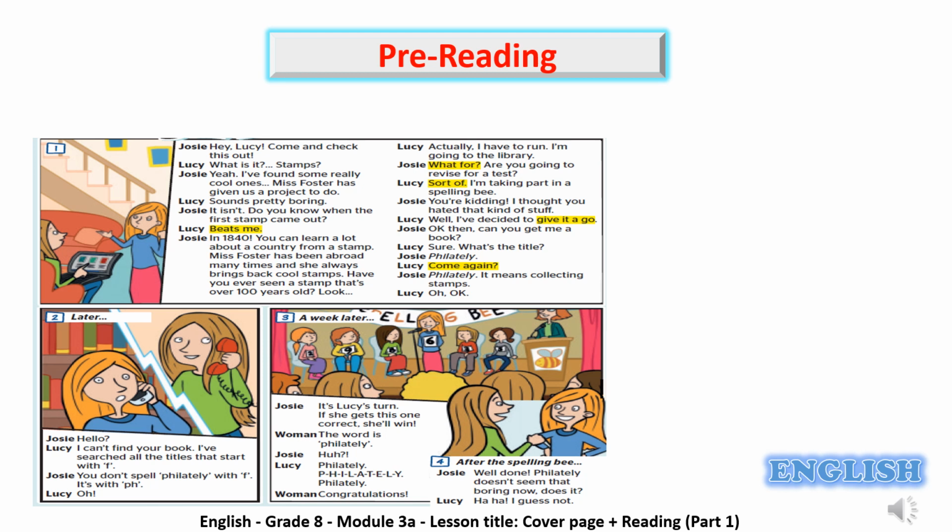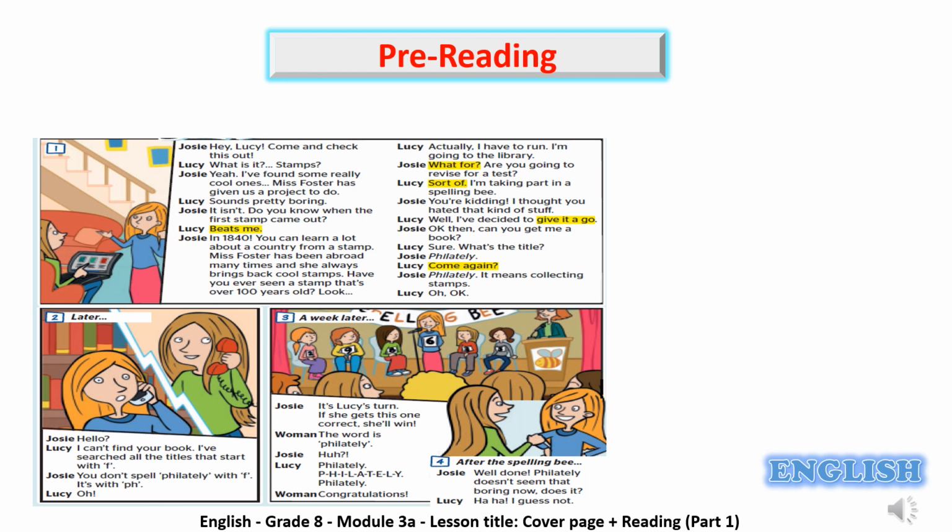Look. Actually, I have to run. I'm going to the library. What for? Are you going to revise for a test? Sort of. I'm taking part in a spelling bee. You're kidding! I thought you hated that kind of stuff. Well, I've decided to give it a go. OK then. Can you get me a book? Sure. What's the title? Philately. Come again? Philately. It means collecting stamps. Oh, OK.